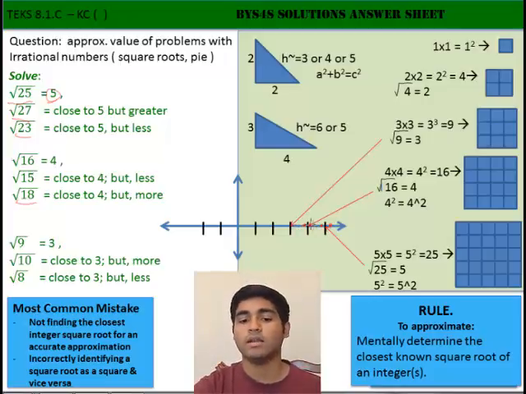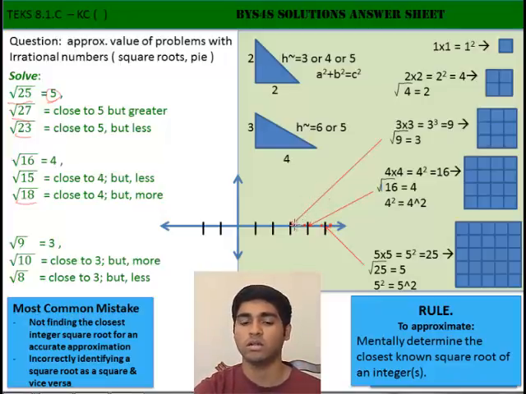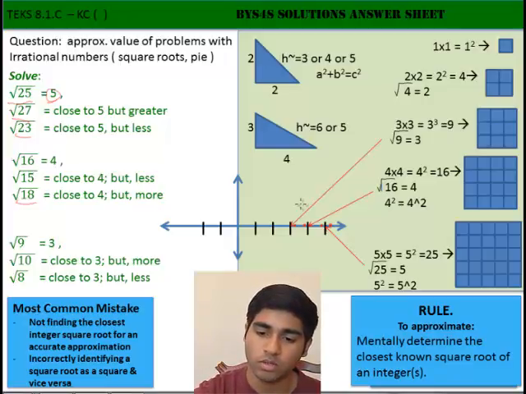And 9 is a perfect square also, and you know the square root of 9 is 3. And so from that you can approximate that the square root of 10 is close to 3, but a little bit more. And on the number line it would be here, and the square root of 8, like the others, is close to 3, but a little bit less, which on the number line would be right there.